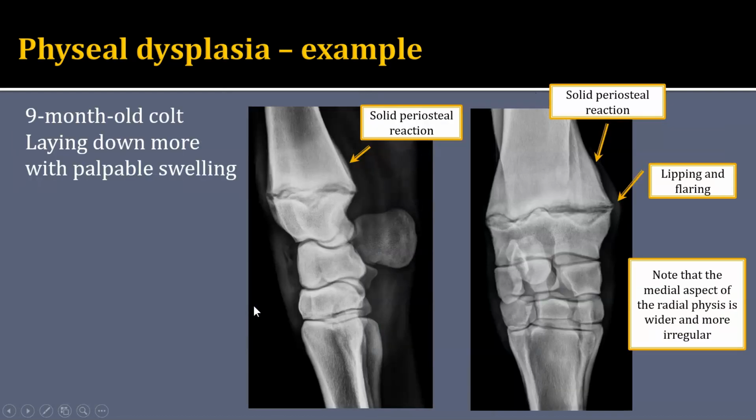Here is a 9-month-old colt. This one was just presenting for laying down more and some palpable swelling of the carpus.